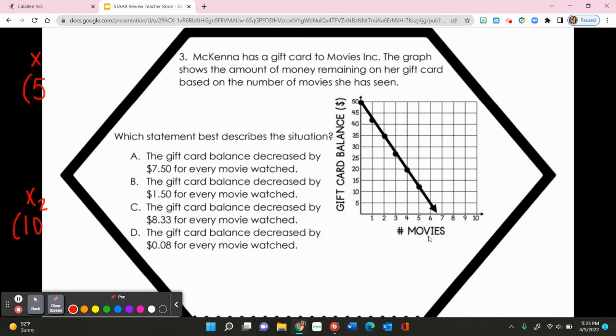So now let's go ahead and move on to number 3. So for number 3, it says McKenna has a gift card to Movies Inc. The graph shows the amount of money remaining on her gift card based on the number of movies she has seen. Which statement best describes the situation? So since I'm trying to find the slope of a graph here, we're going to use the rise over run method. So I need to determine 2 pretty points. I see a pretty point at my y-intercept, which is 50, and I see another pretty point at 2 and 35.